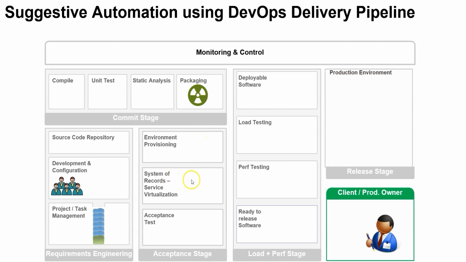Then system of records, nothing but if this application may require some inputs from other applications, those are virtualized, but we can concentrate here very little. Why? Because it will come in the initial stage of your software development lifecycle. Then acceptance test, nothing but whether the product is working fine or not. Then deployable software is created. Deployable software means it can be given to the client or anyone. We can deploy it and we can test the application.